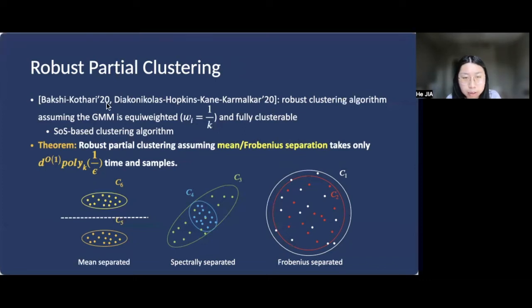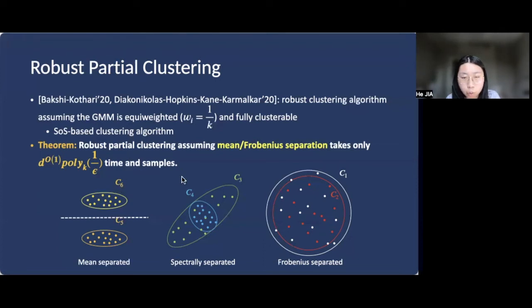Like these two works, we also use the sum-of-squares technique to build our algorithm, and we also use some properties from these works, for example, the anti-concentration of Gaussians. The difference is that we specialize our algorithm to only two types of separation, mean or covariance separated, not for TV distance separation.